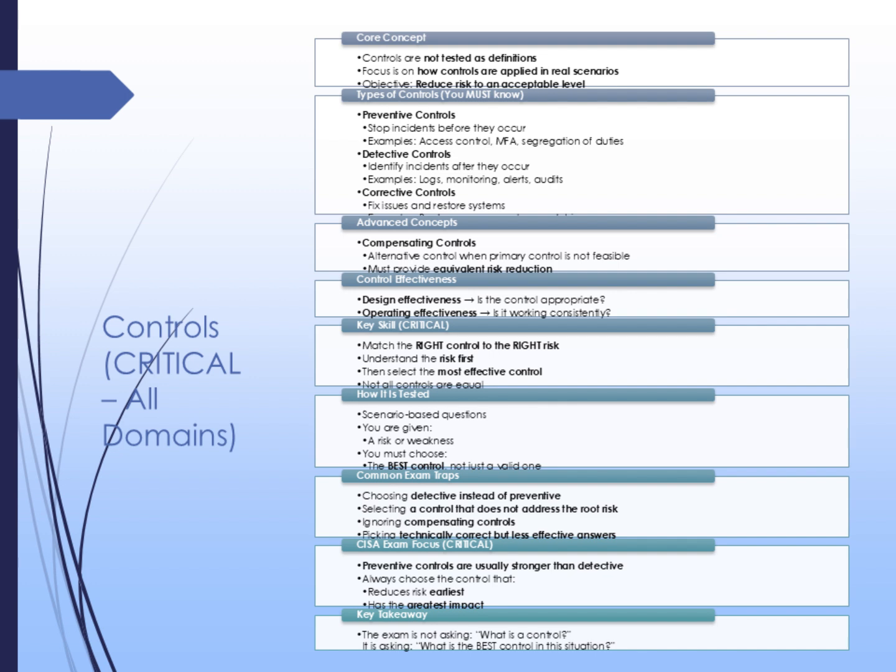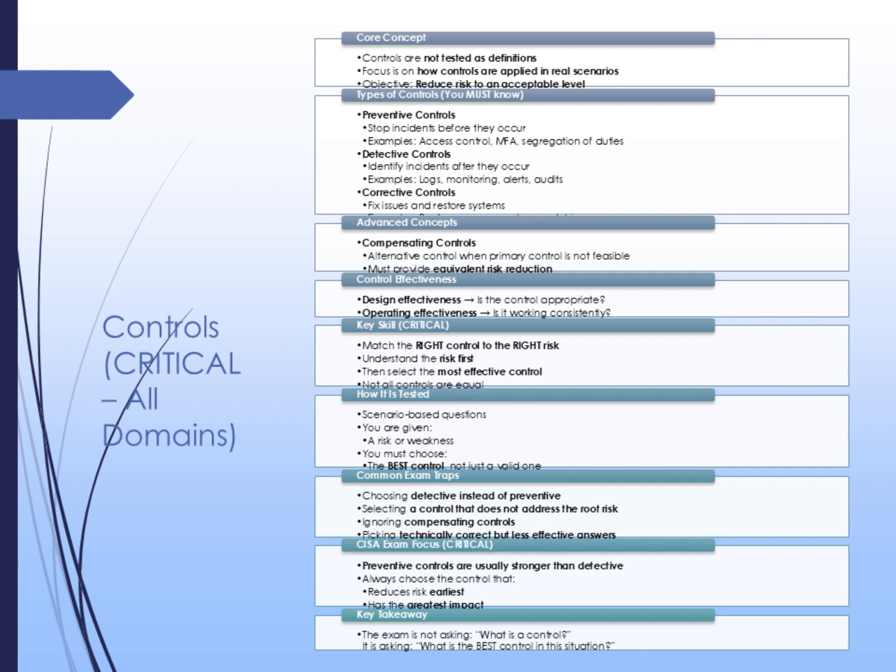Controls are one of the most heavily tested concepts across the entire CISA exam, and this is an area where many scenario-based questions are focused. One important thing to understand is that the exam is not simply testing whether you can memorize control definitions. Instead, it focuses on how controls are applied in real-world situations and whether they effectively reduce risk to an acceptable level. You must be comfortable with the main categories of controls.